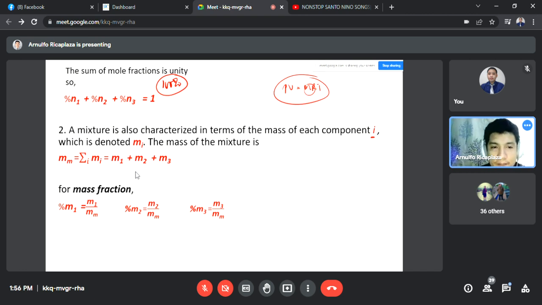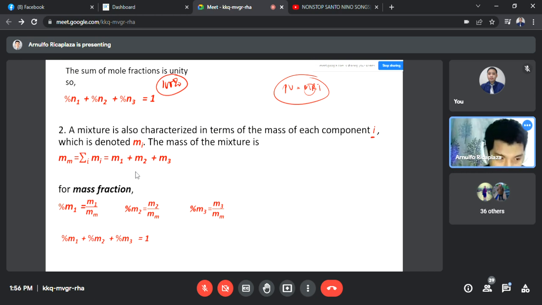Therefore, guys, always remember for the percent, for the mass fraction, it is also unity. It will also total 100%. So if you do not get 100%, it means your solution is wrong.